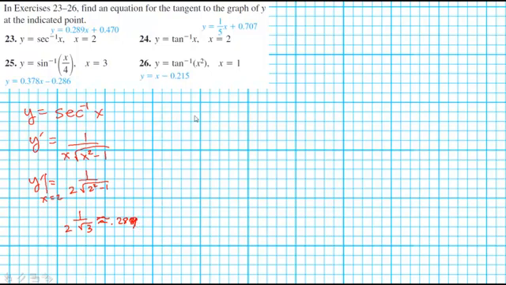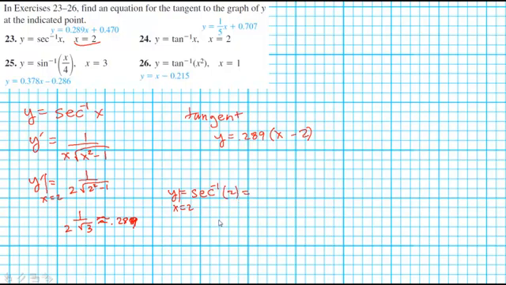Okay, so the tangent line then is going to be y is equal to this 2.89 times x minus 2, because we're looking at it when x is 2, and I'm going to need a y value. Let's calculate that. What is the value of y when x is equal to 2? So what is inverse secant of 2?